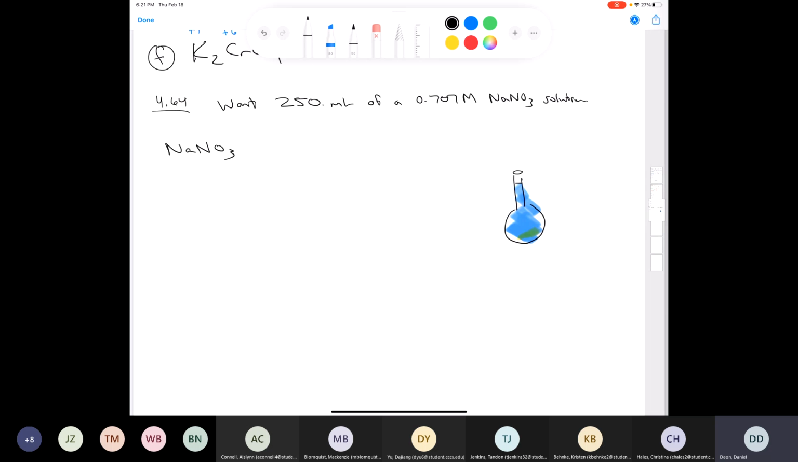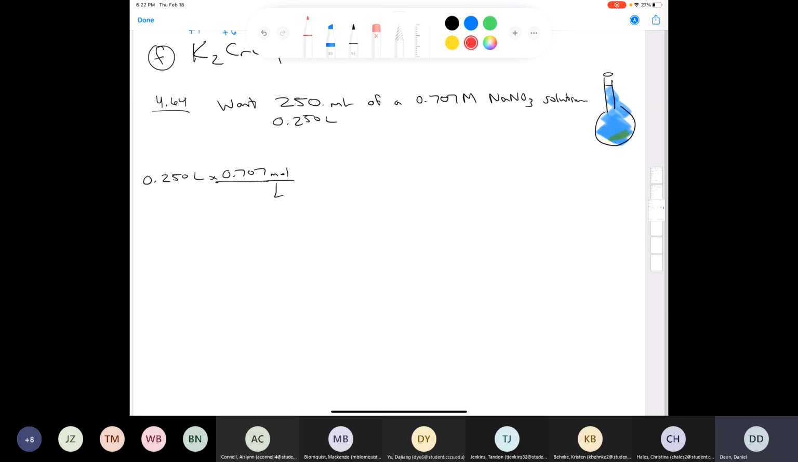Well, we want to have 250 milliliters. Now I'm going to convert that to liters. It's 0.250 liters. I just divide by 1,000. So let me just move my volumetric flask out of the way here. Okay, so if we have 0.250 liters of solution, which is what we want, and we want the concentration to be 0.707 moles per liter, if I multiply these two, my volume would cancel, and I'd end up with the number of moles of sodium nitrate that I would require.